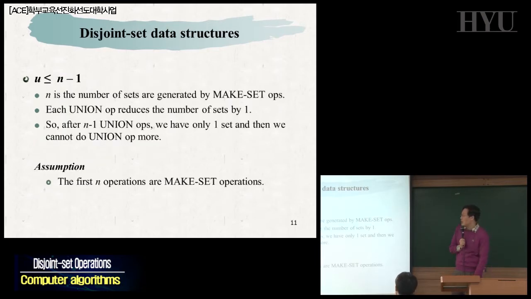Okay, then there is an important property that the number of union operations is at most the number of members minus 1. Why?